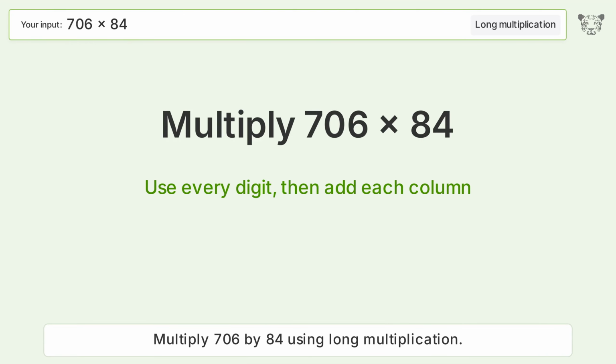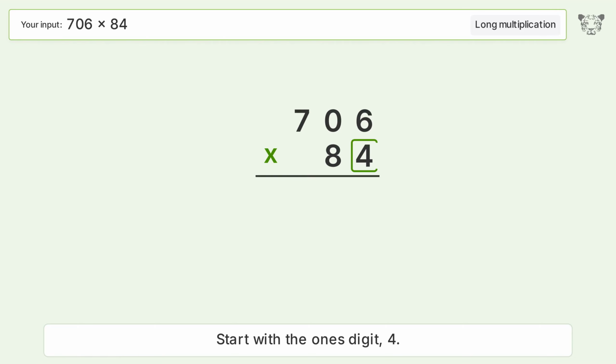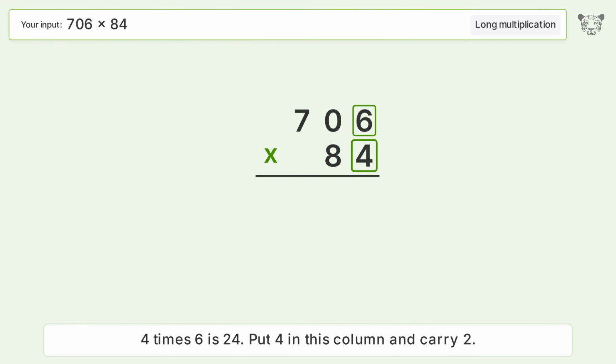Multiply 706 by 84 using long multiplication. Start with the ones digit, 4. 4 times 6 is 24. Put 4 in this column and carry 2.